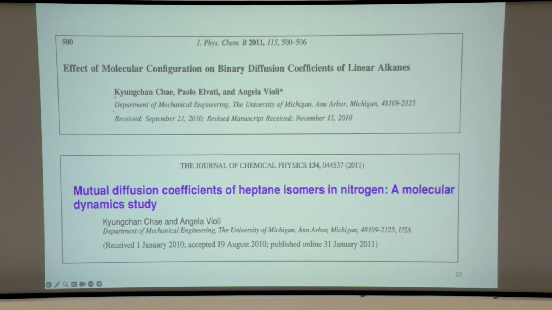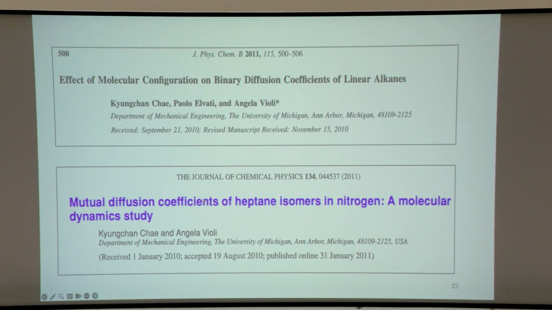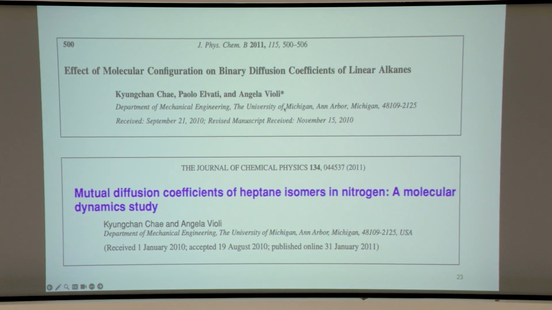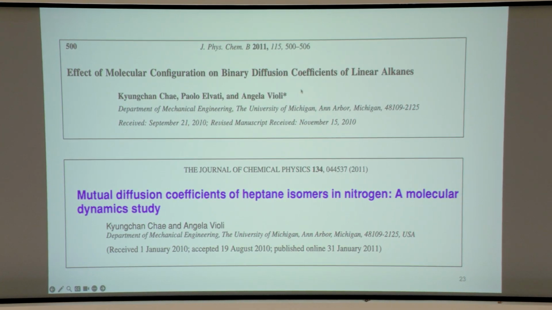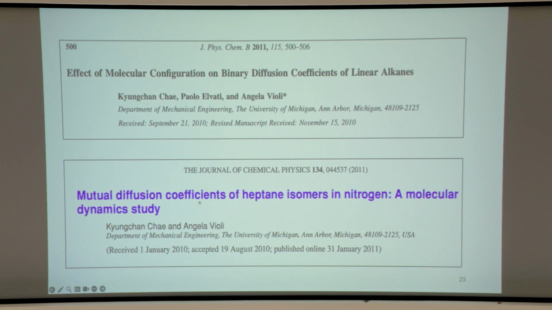So, what is the effect? There are these two nice papers, both from Professor Violi at Michigan: the effect of molecular configuration on the binary diffusion coefficients of linear alkanes, and the mutual diffusion coefficients of heptane isomers in nitrogen using molecular dynamics.